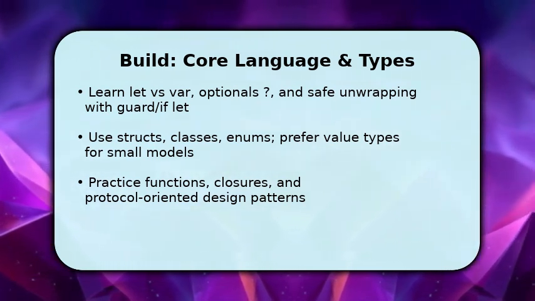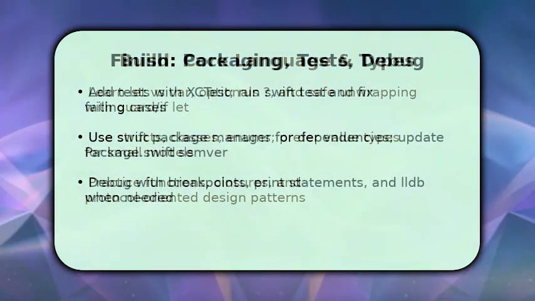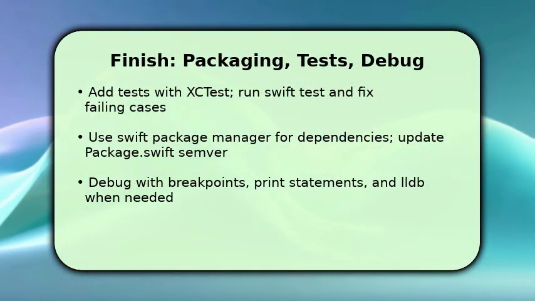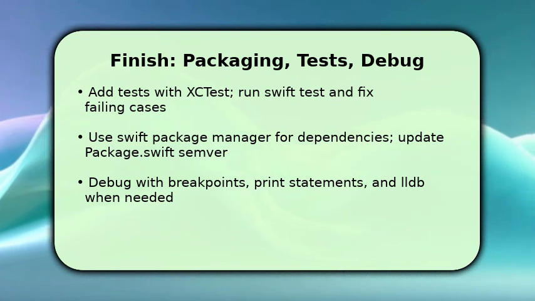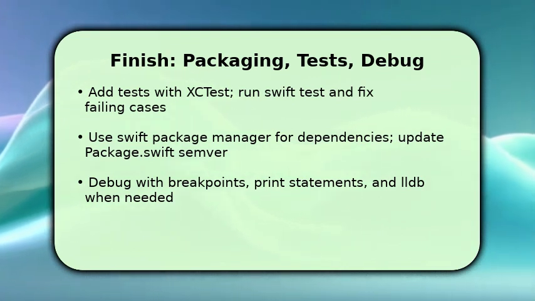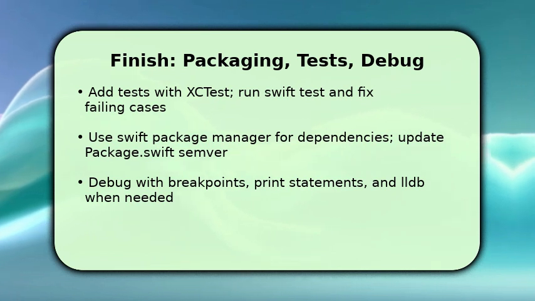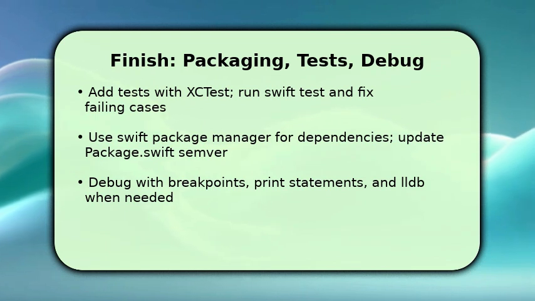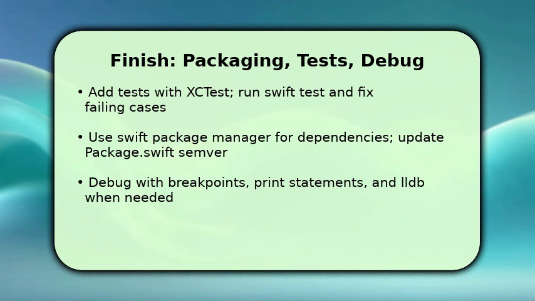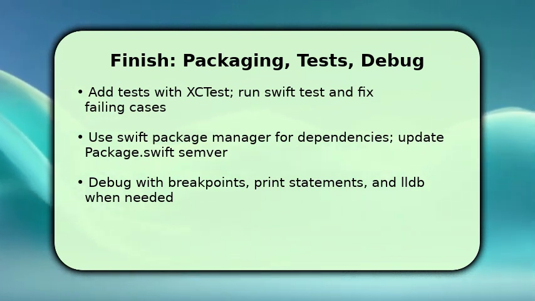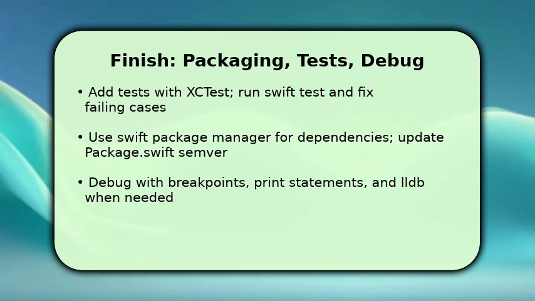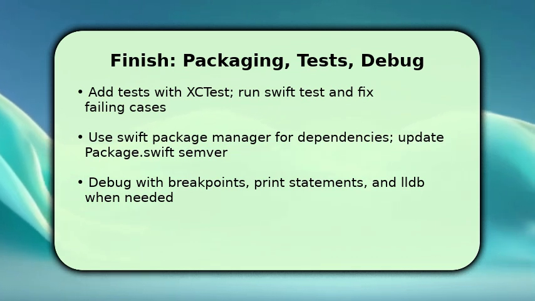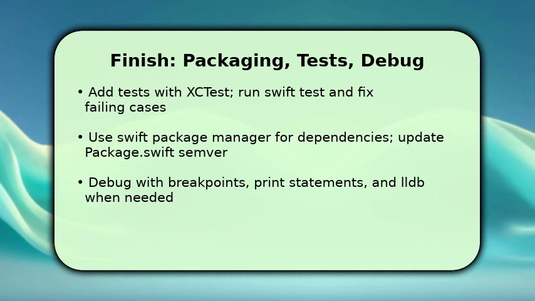Then run tests. You complete the workflow by adding XCTest cases and running swift test. This catches regressions early. Once tests pass, package your code with Swift Package Manager, declare dependencies in Package.swift using semantic versioning, and run swift build to produce artifacts. Make sure to debug tricky issues with breakpoints and LLDB and sprinkle targeted print statements for quick checks. If something breaks, first run swift test to isolate failures, then bisect changes to find the commit that introduced the issue.